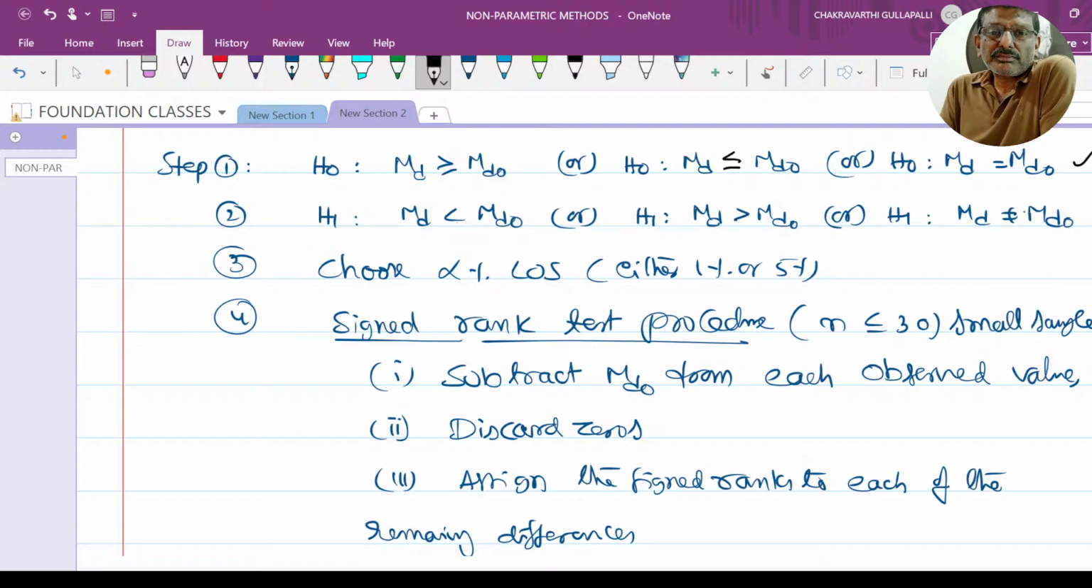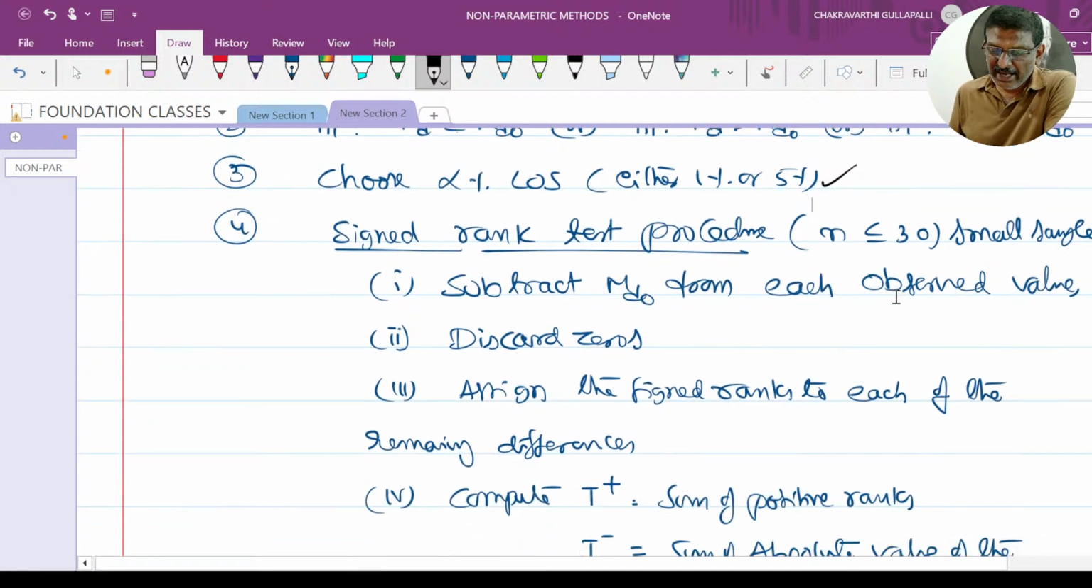Now there are 5 steps in any statistical testing procedure, either parametric or non-parametric. In non-parametric also, step 1 is the null hypothesis and alternative hypothesis. Step 2 is to choose the level of significance, alpha percent level of significance. Now the 4th step is the signed rank test procedure.